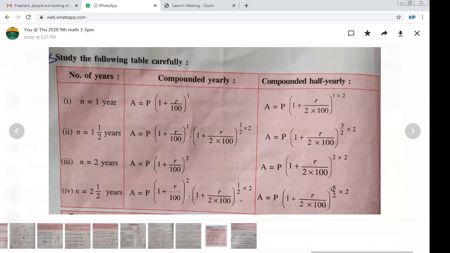And now, students, we will see a sum based on this particular topic.